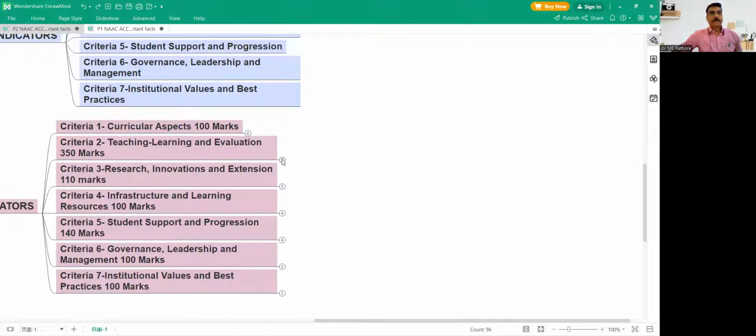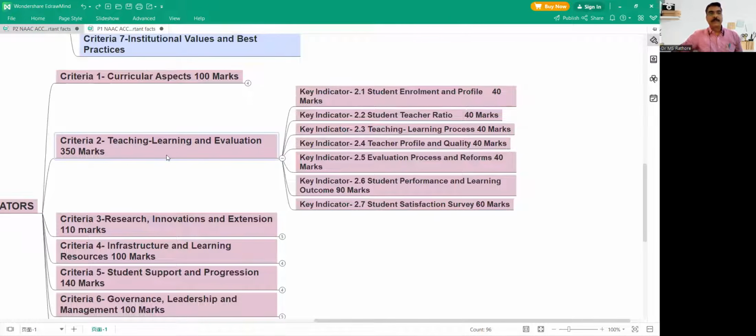Criteria 2, which comprises 350 marks, is concerned with the teaching, learning, and evaluation process. In this, there are 7 key indicators. 2.1 is the student enrollment and profile. That is, what is the profile of the students, and how this is concerned with the admission criteria. How many seats are there, and how many students have been enrolled in the institutes. Key indicator 2.2 is the student-teacher ratio. These are the 2 key elements of any higher education institute, and we have to see how many students are there, how many teachers are there, and what the ratio is.